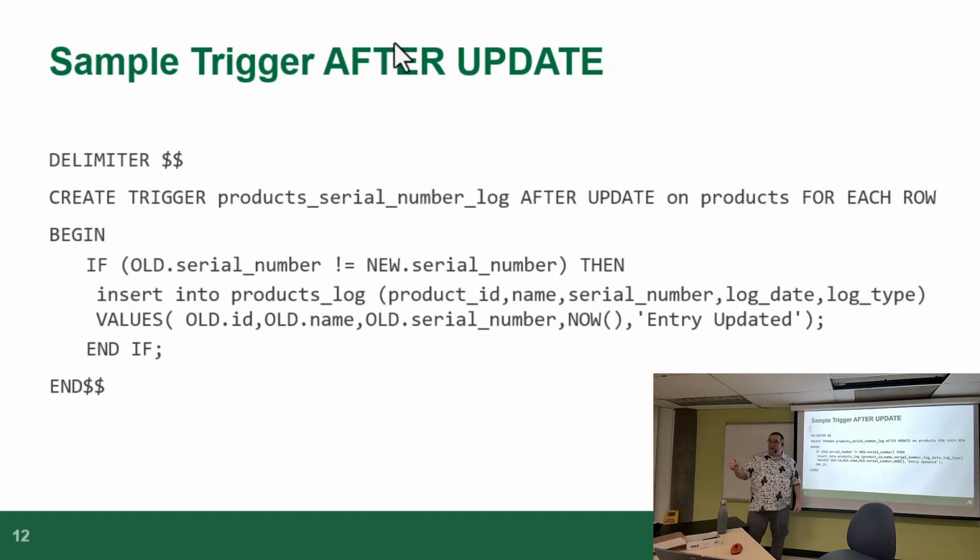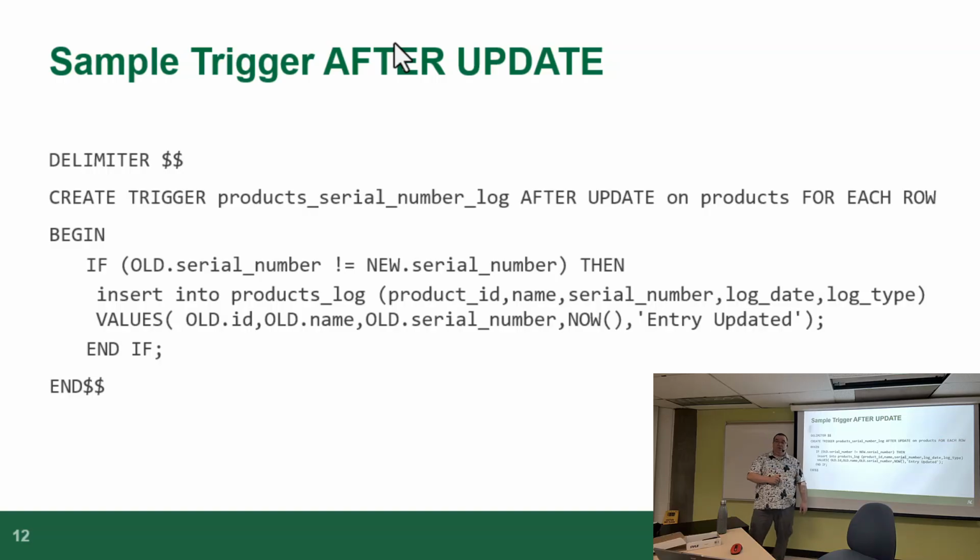It's going to be for products. So every time the products table receives an update, that's when it's going to fire. This is what it's called. This is when it happens. This is the object it's listening on.